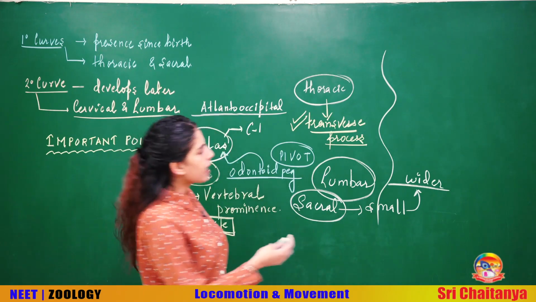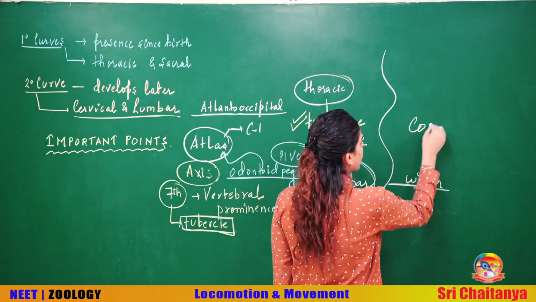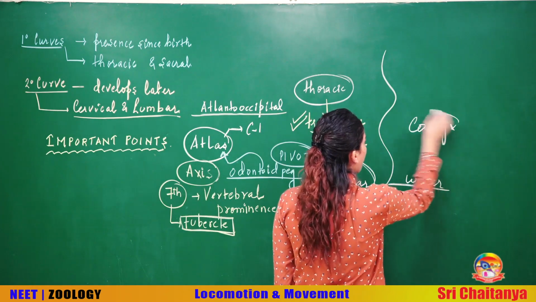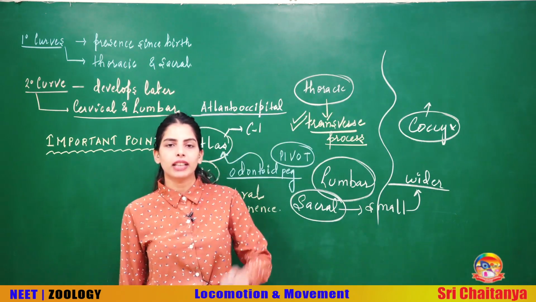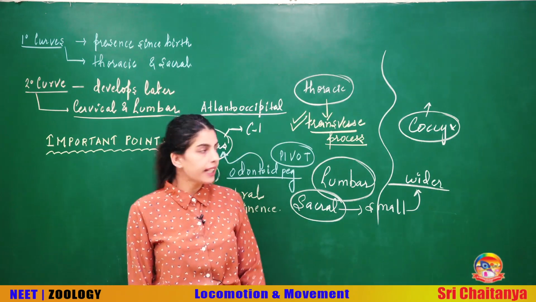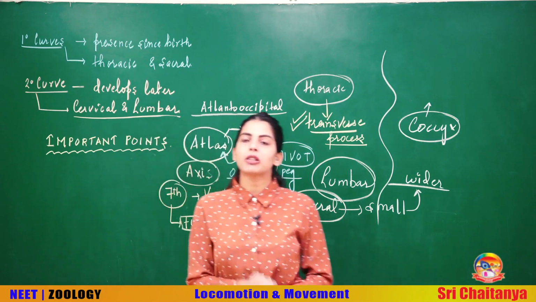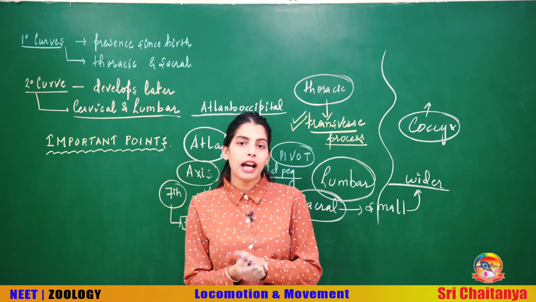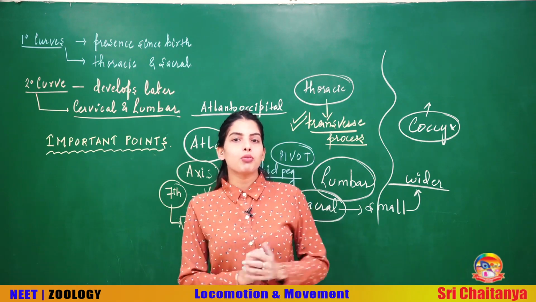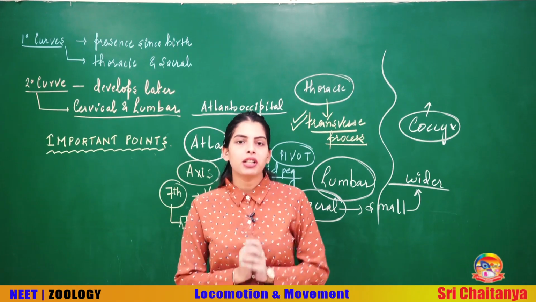Talking about the last, which is the coccygeal, this coccyx, which is going to fuse and form the vestigial tailbone, that is the coccygeal bone. Alright, so that's about your vertebral column, and that's about the very first part we have covered. Next we are going to move to your appendicular skeleton.